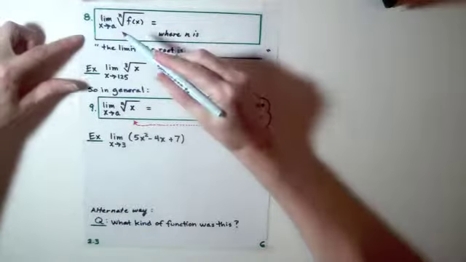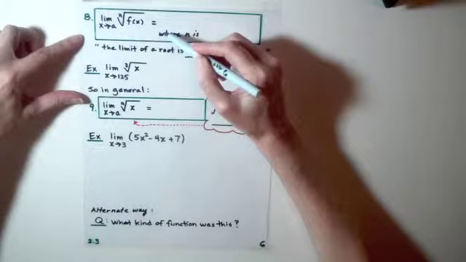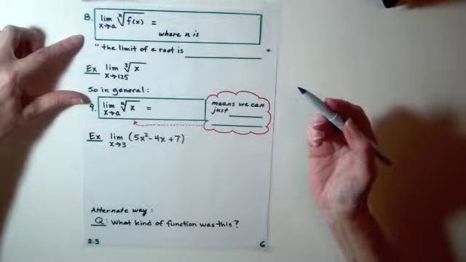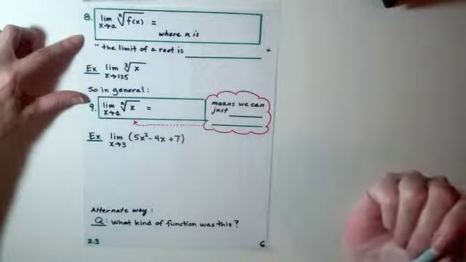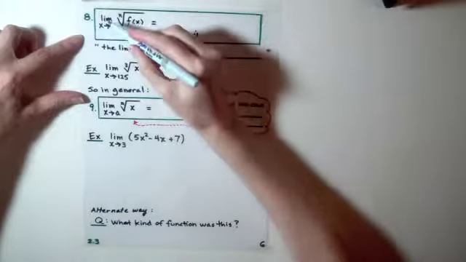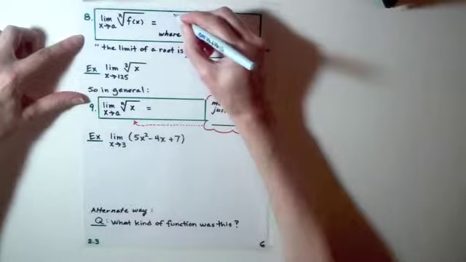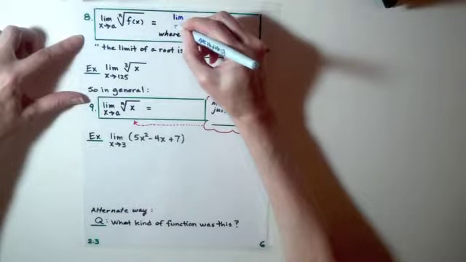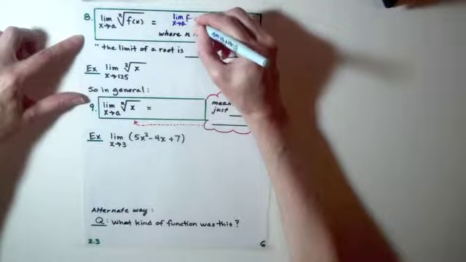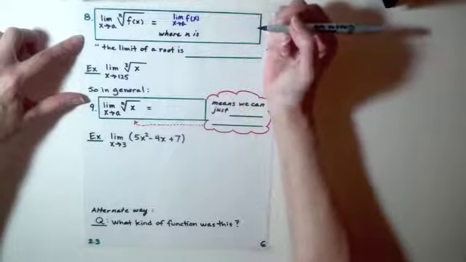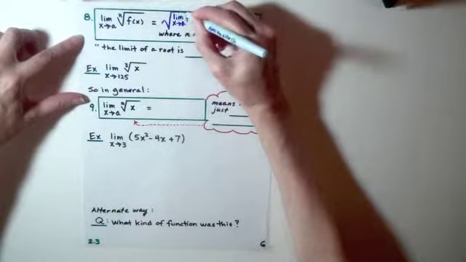It says the limit as x approaches a of the nth root of f of x is equal to, and this is very similar to the power rule, but instead of doing a power of f of x, we're taking an nth root of f of x. So the limit as x approaches a of the nth root of f of x is exactly the same as if we take the limit as x approaches a of f of x, which hopefully is something we can find, and then take the nth root of whatever number we get.